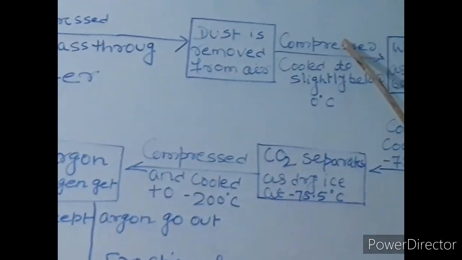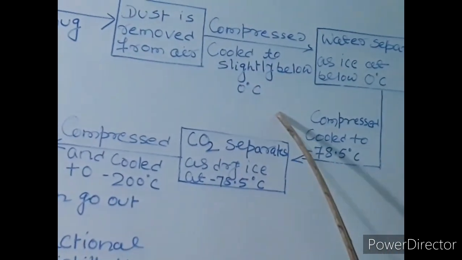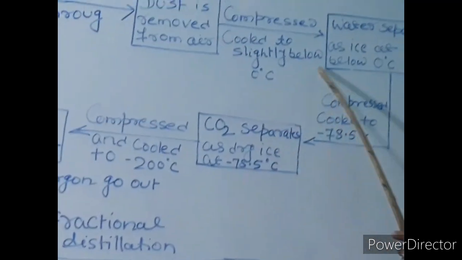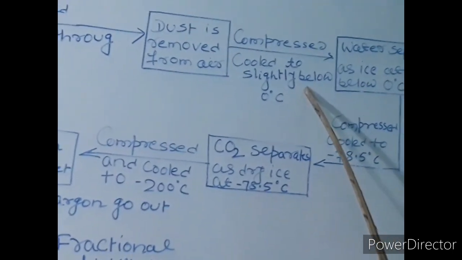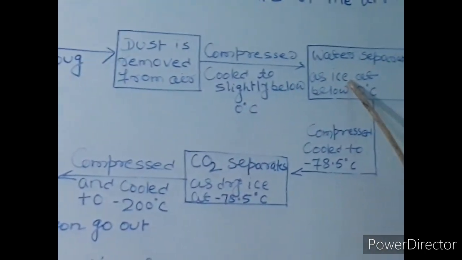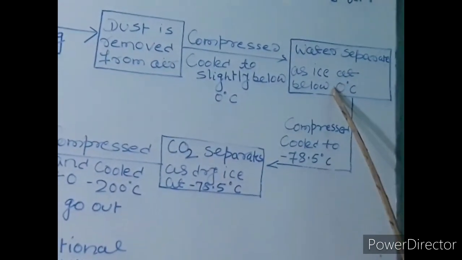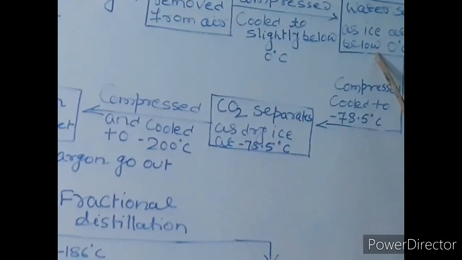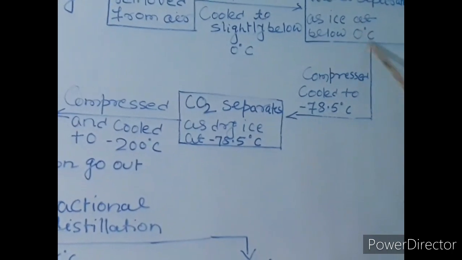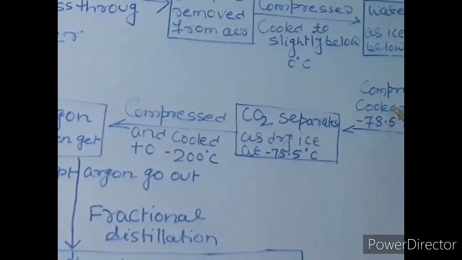Now again, the compressed air is cooled to slightly below 0 degree Celsius, or in and around 0 degree Celsius. When you keep the temperature around 0 degree Celsius, the humidity, water vapor present in the air, separates out as ice. So it means the compressed air is free from dust and humidity.